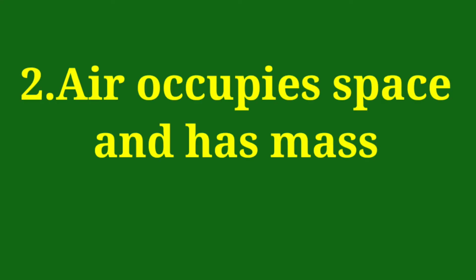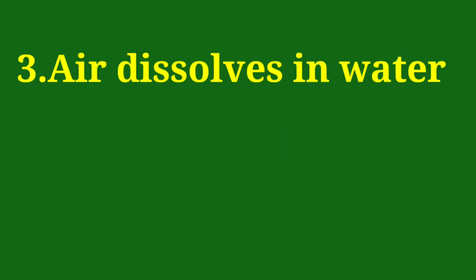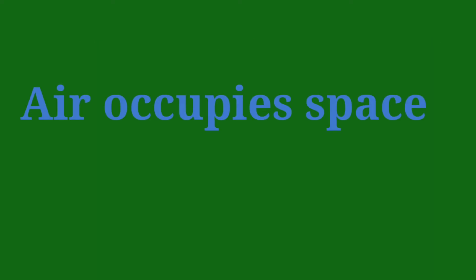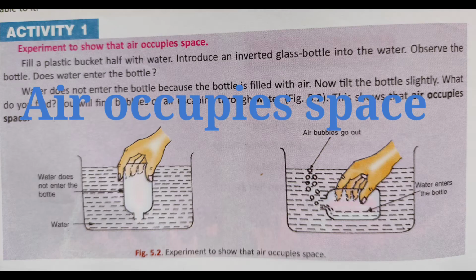Number 2. Air occupies space and has mass. Number 3. Air dissolves in water. That is why aquatic plants and animals survive. Number 4. Air is all around. Air occupies space. How do we know?